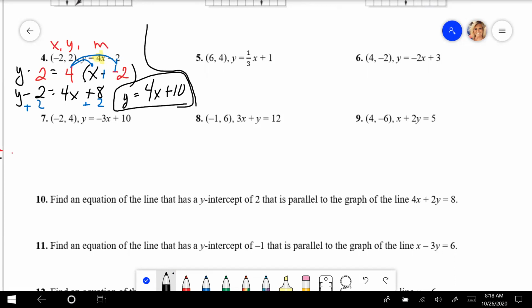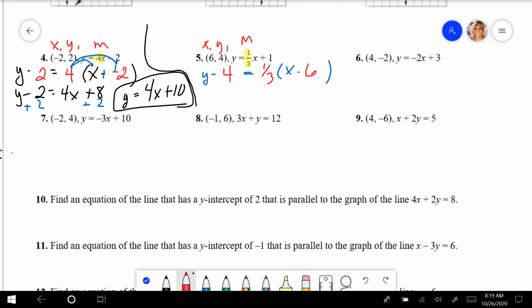Number 5. I'm going to start off here with y minus y1 equals m times x minus x1. I see right here I've got x1 and y1. This is in slope-intercept form, so here is my slope. That is my m. So let's plug in what we have. My m is going to be 1/3. My x1 is going to be 6. My y1 is going to be 4.